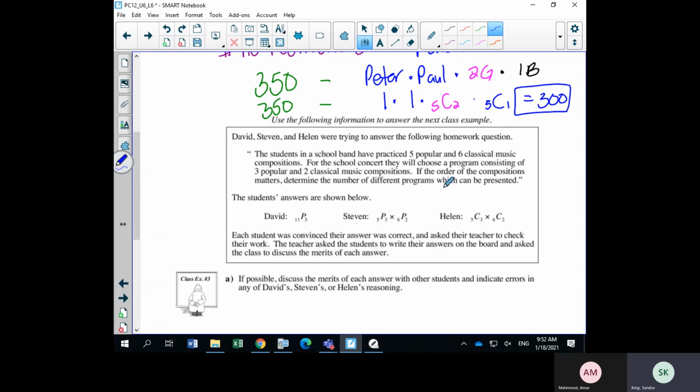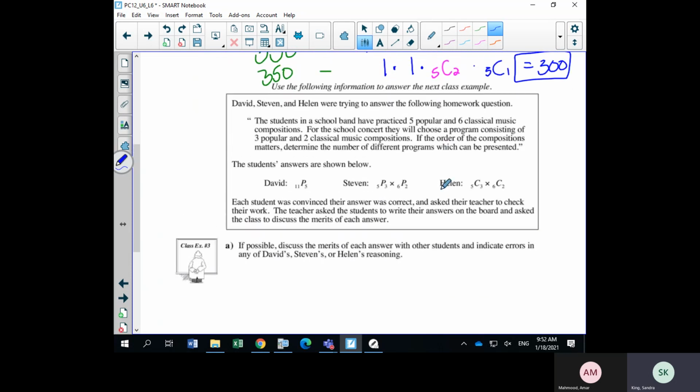Okay, this question here is our last class example. And in this class example, there's a permutation and there's a combination, so this is like a combined problem. David, Stephen, and Helen were trying to answer the following homework question. The students in a school band have practiced 5 popular songs and 6 classical songs. For the concert, they're going to choose a program consisting of 3 popular and 2 classical.